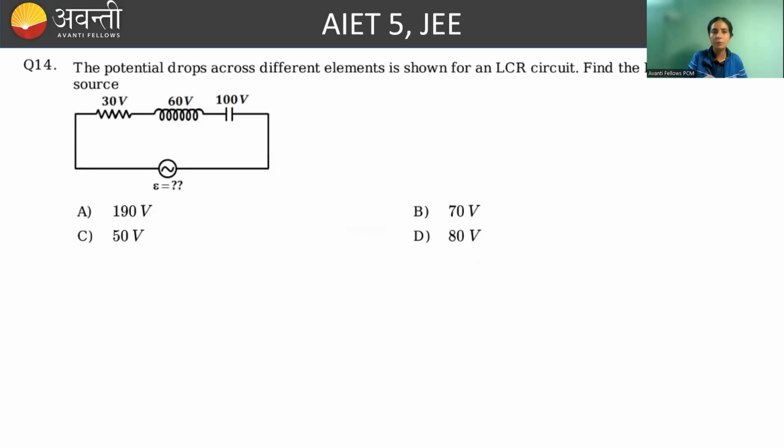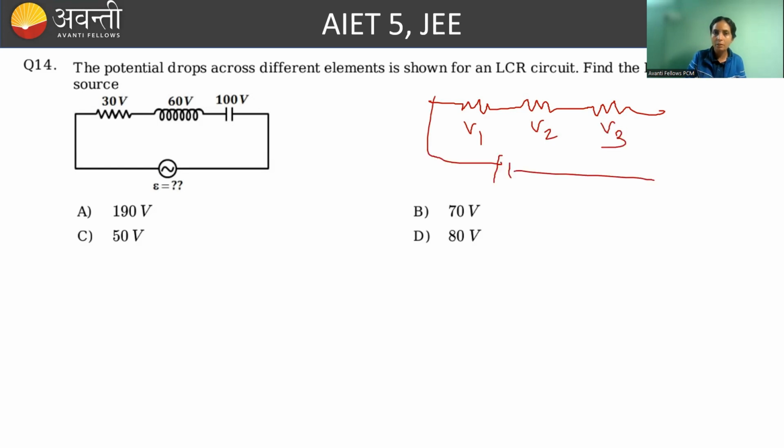Now, let's move on to this question. Potential drop across different elements is shown for an LCR circuit. Find the EMF of the source. We already know that if there are only resistors, and the potential drops on the three resistors are V1, V2, V3, the total potential V of the battery is simply the scalar sum, V1 plus V2 plus V3. But if the circuit is AC and there is a resistor, an inductor and a capacitor, and the voltage drops are given, we can't add them scalarly. We need to go vectorially.